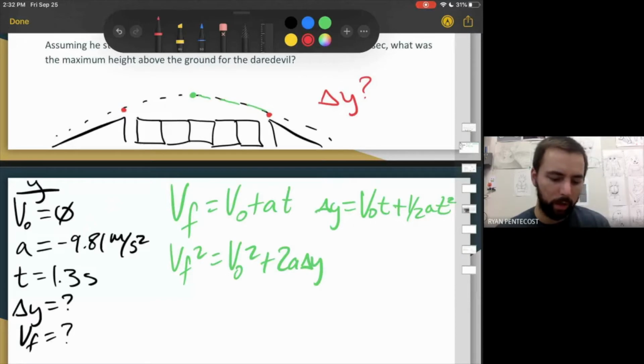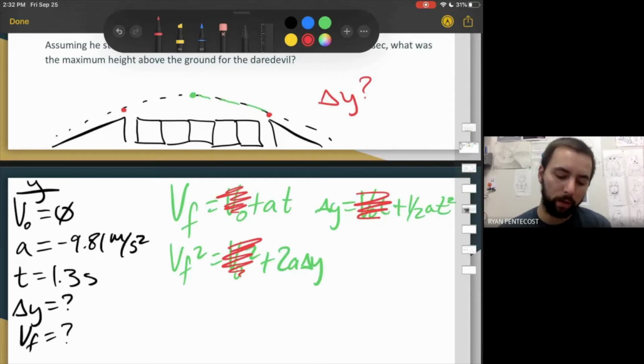So what can we eliminate? Well, v naught is 0. So those components go away. We have time. We don't have delta y. We also don't have v final. So this has 2 unknowns, right? This one, that's got 2 unknowns. We don't want to use that. This first orange here, that doesn't even have delta y, so that's no use to us. But here we have delta y is what we're solving for. We have acceleration and time.